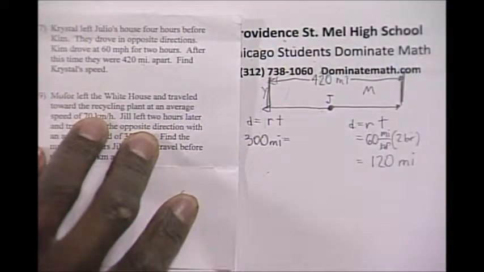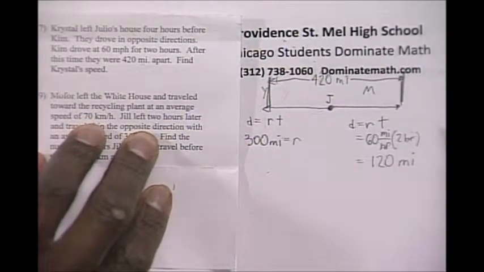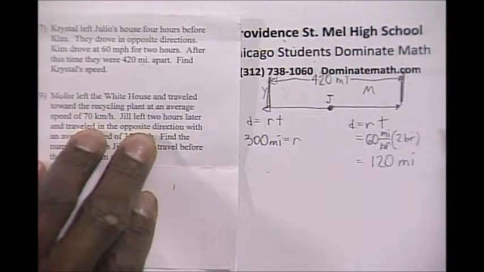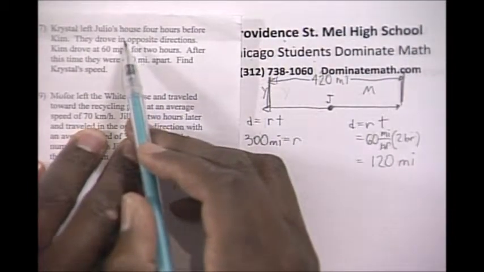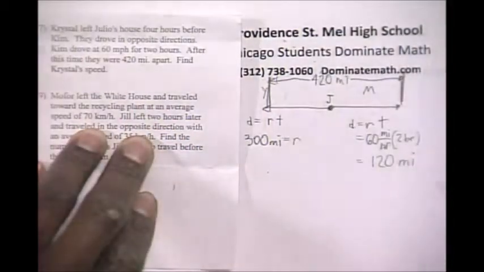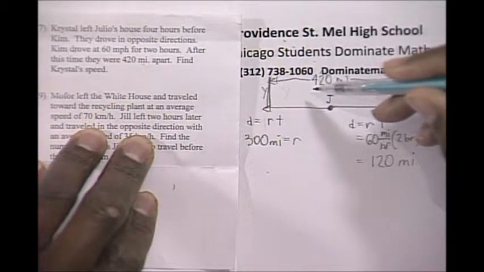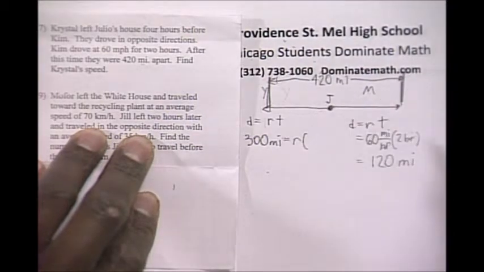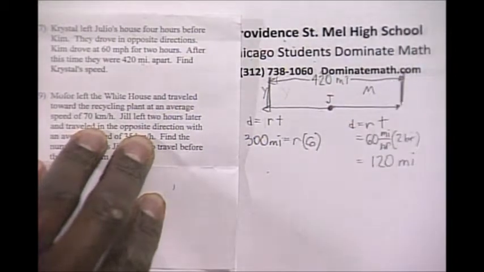300 miles is equal to the rate times the time. Now the time that Crystal was traveling, they said that Crystal had left 4 hours before Kim. So if Kim was traveling for 2 hours, and Crystal left 4 hours before, that would mean that Crystal was traveling for 4 hours more than Kim, which would be 6. 4 more than 2 is 6.